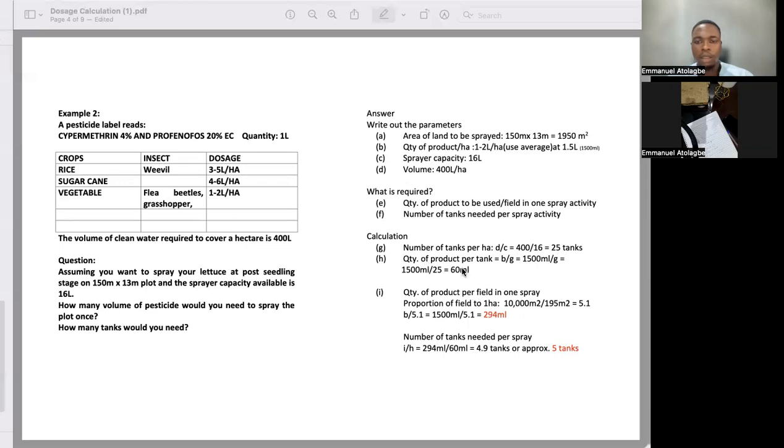So in doing that, we calculated the mil that it will take to be in 1 knapsack per hectare. It will take 60 mil to put inside 16 liters to fill 25, because if you have to spray at once for 1 hectare, you will need 25 tanks. And in these 25 tanks, the dosage per tank is 60 mil. That's what you calculate for first. Then you look at the quantity of the product per field in 1 spray.